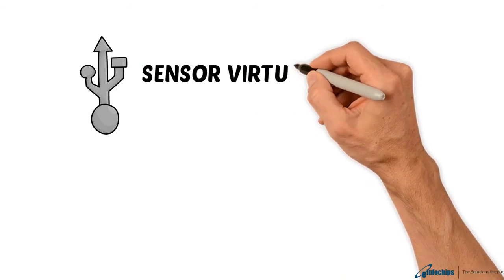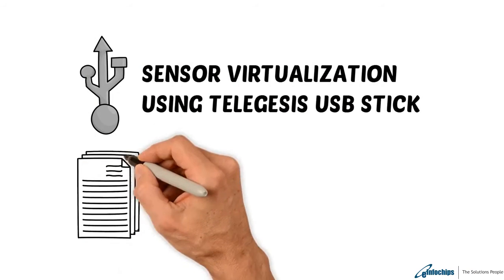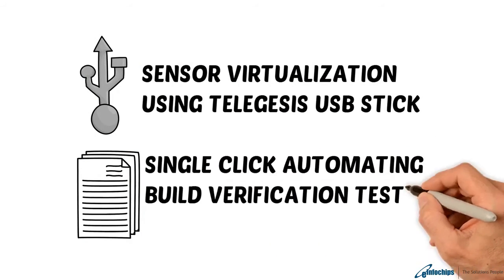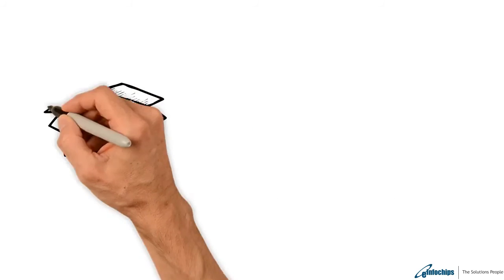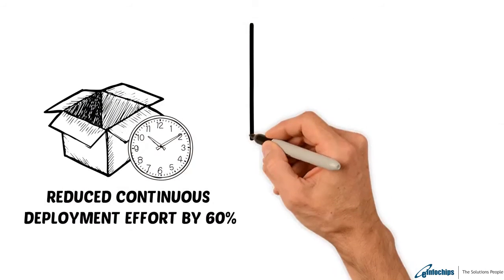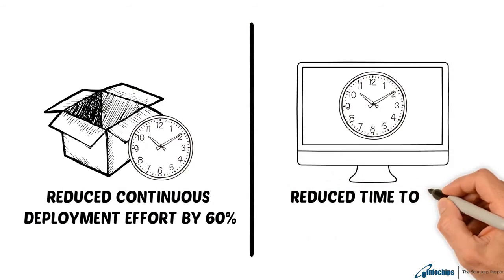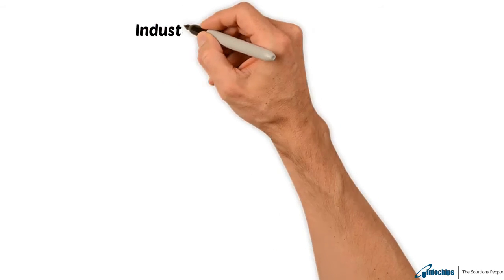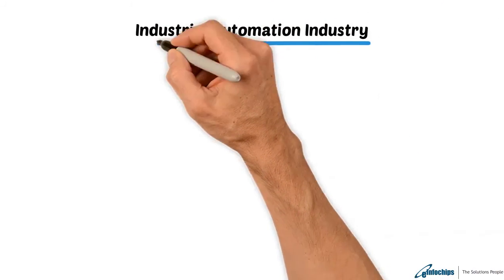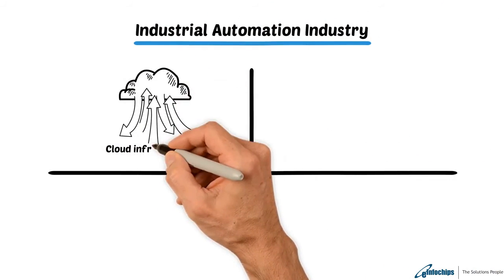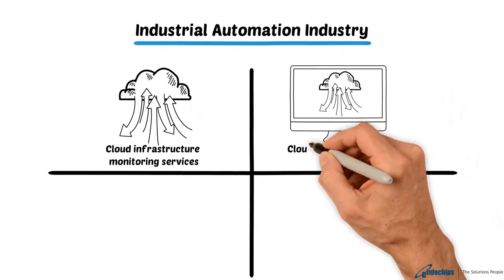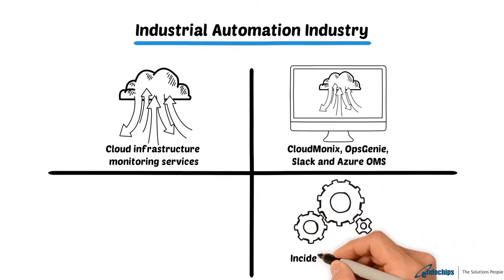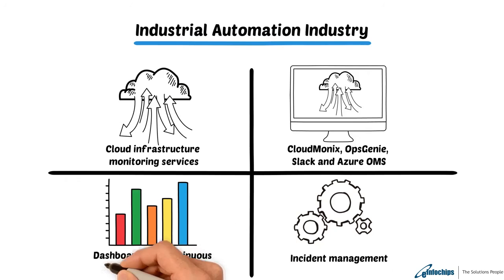eInfochips has delivered DevOps solutions through sensor virtualization and automated build verification testing. These led to reduction in deployment effort by 60% and time to test by 70%. We have worked with an industrial automation leader requiring 99.5% availability SLA, providing cloud infrastructure monitoring and incident management services.